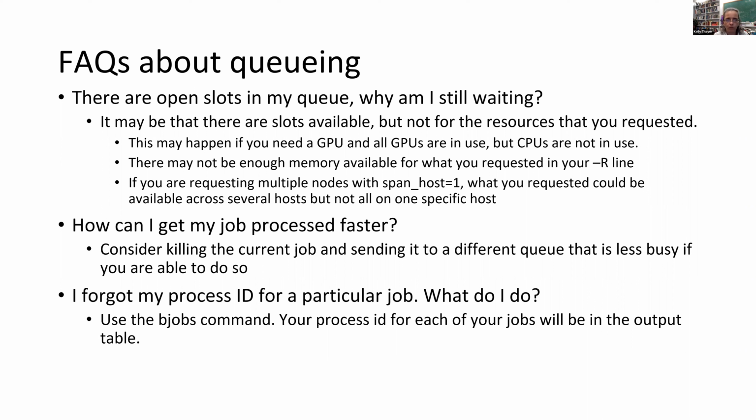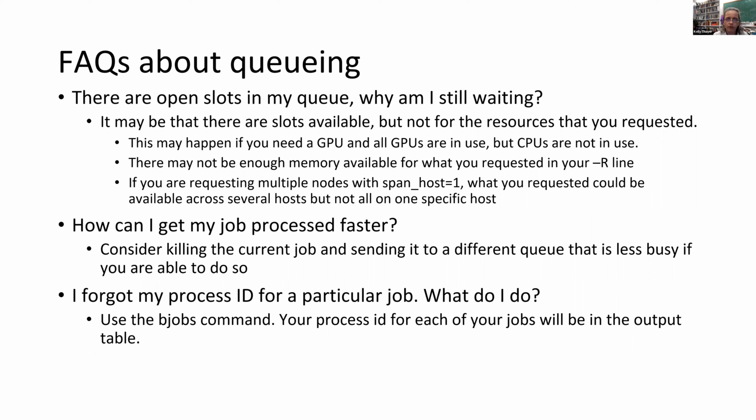How can I get my job processed faster? You could consider killing the current job and sending it to a different queue if it's less busy and you're able to do that. And that, of course, is going to depend on where you're able to run your job. Some jobs cannot be run on other queues because you require certain hardware and so on. But if that's an option for you, that's something you might want to consider.